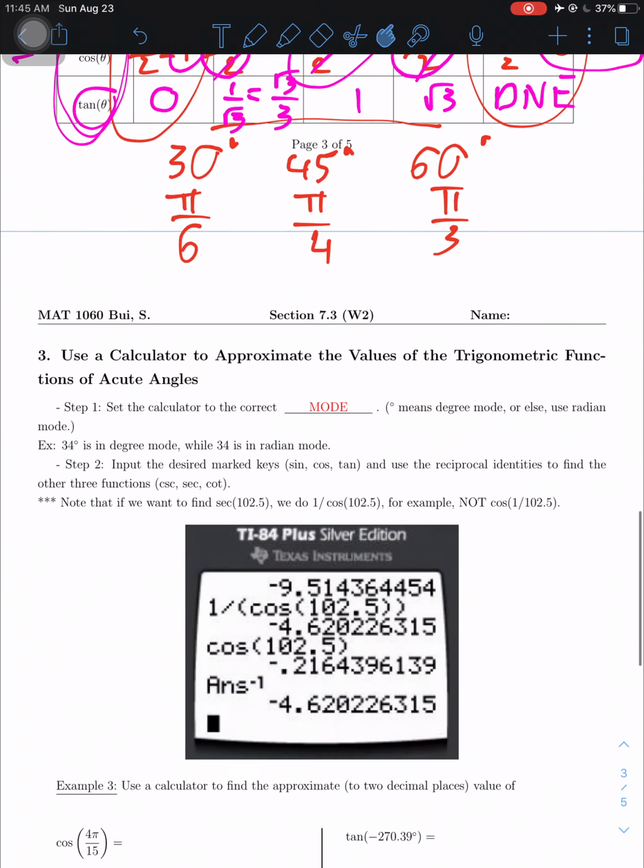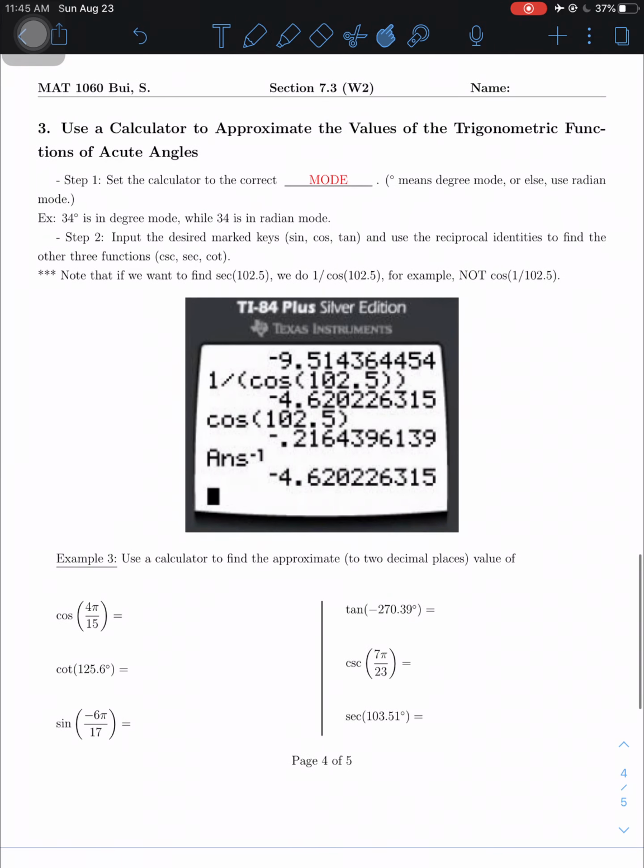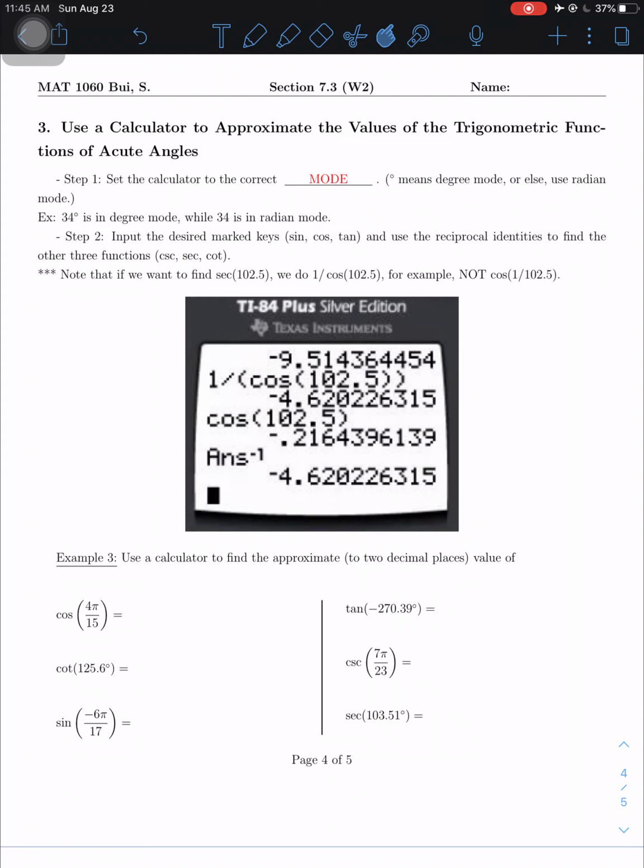Alright, let's get to the next objective. 3. Use a calculator to approximate the values of trigonometric functions of acute angles. Alright, for this activity in here, you're going to need a calculator. I can assure you I'm not going to have you do something like this on the homework or on the exams, on the assessment. But this is good to know.